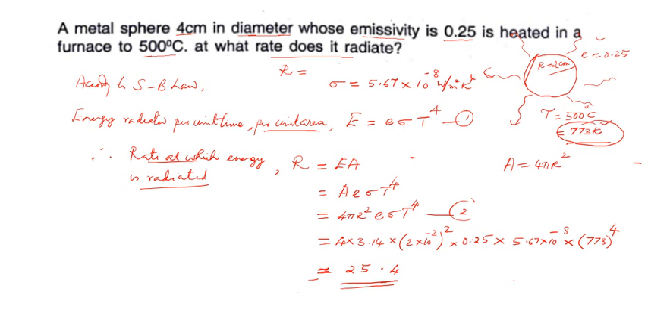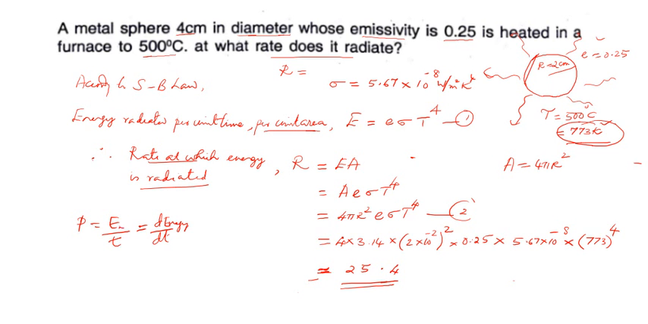This is the numerical value, 25.4, but I should not leave it without a unit. What should the unit be? To give the proper unit, refer to the quantity that you have calculated: the rate at which energy is radiated. Rate of energy is nothing but power, because power is defined as energy per unit time, dE by dt, where E is energy.